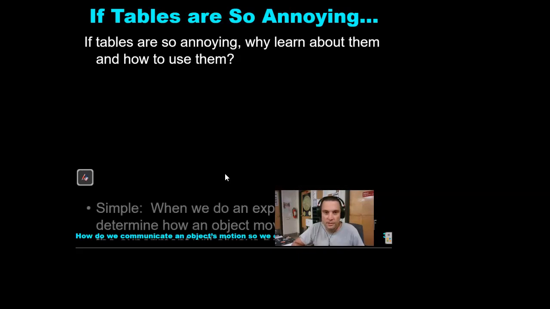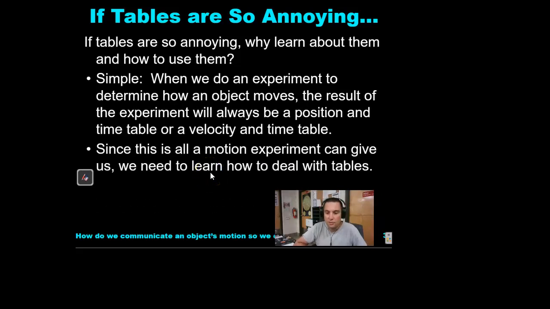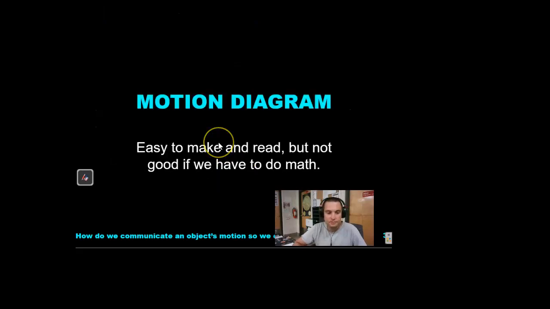Why do we have to learn about them if they're so annoying? When we do an experiment to see how an object moves, the result of the experiment will always be a position in time table or velocity in time table, just like we did with the carts. Because this is what a motion experiment can give us, we need to learn how to deal with tables.